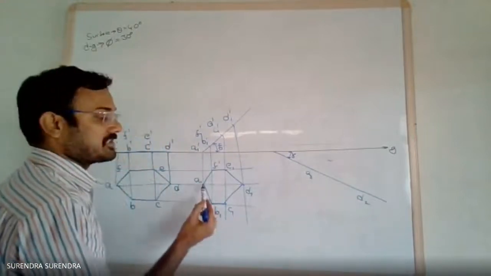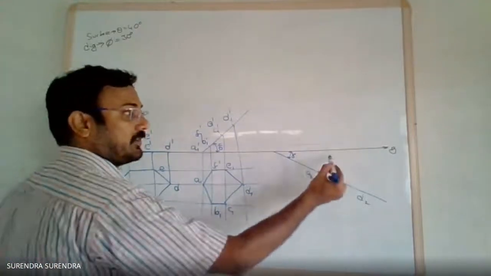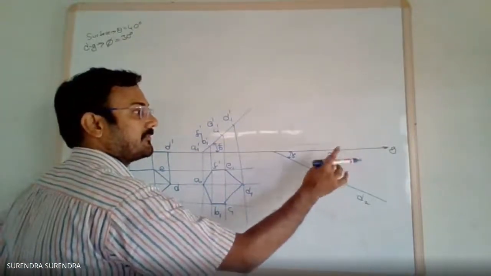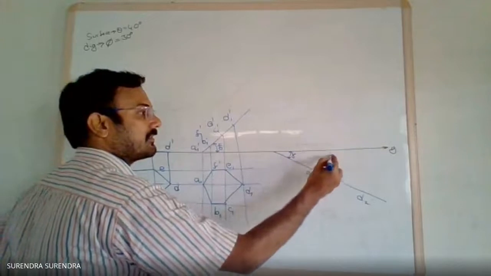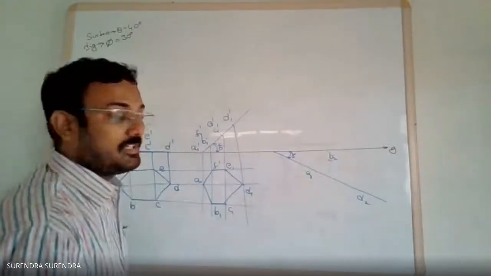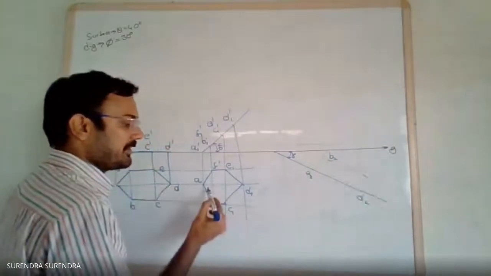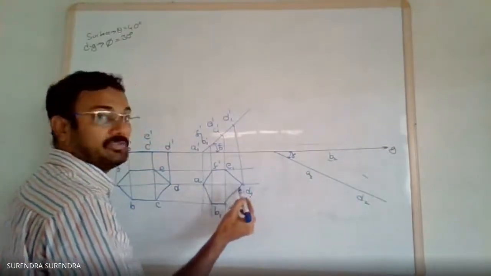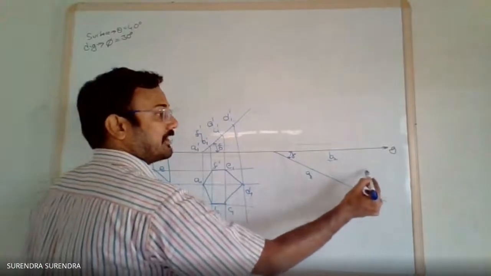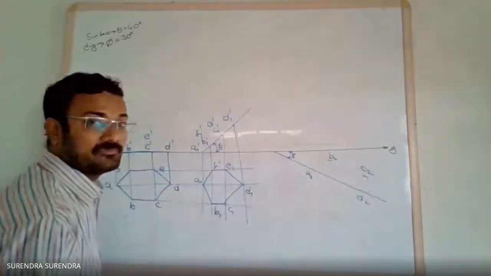Measure the distance from A to C. Draw an arc. Measure the distance from D to C. Draw an arc to get the point C2.